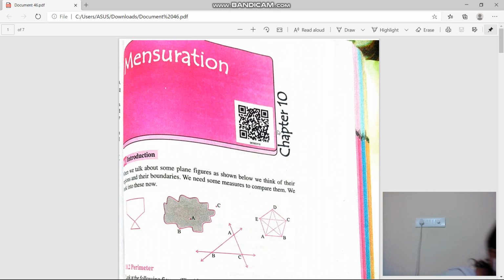Everyone, take your book to the introduction. So always keep a book aside when we are studying with the help of videos.